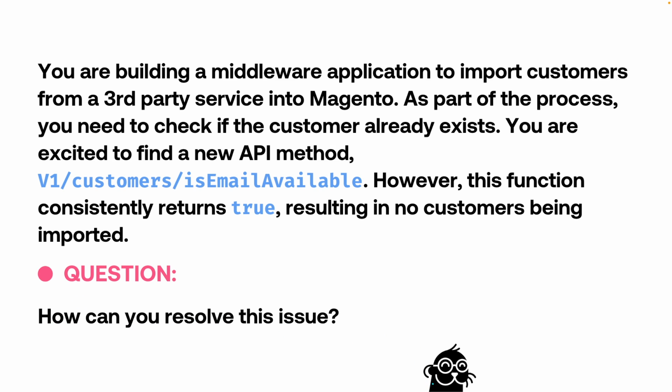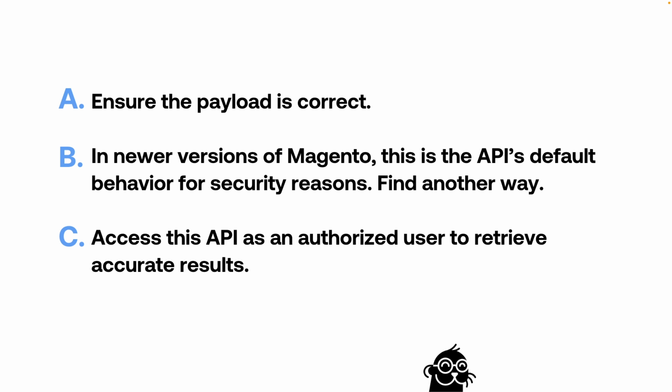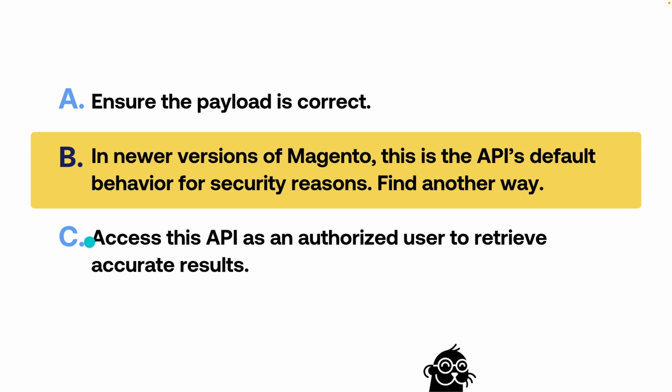Well, we have our three answers right here. We have A, ensure the payload is correct. Well, yeah, that's a good one. I actually modified this one from how we posted it on LinkedIn just to make it a little more obvious which one is correct. B, in newer versions of Magento, this is the API's default behavior for security reasons. Find another way. Yes, and I'll just mark it. Yeah, that's correct. But finally, C, access this API as an authorized user to retrieve accurate results.